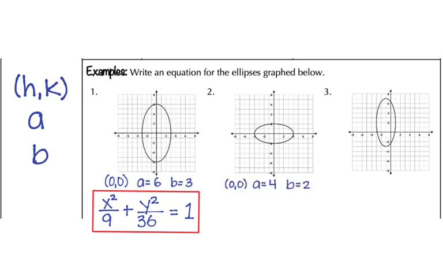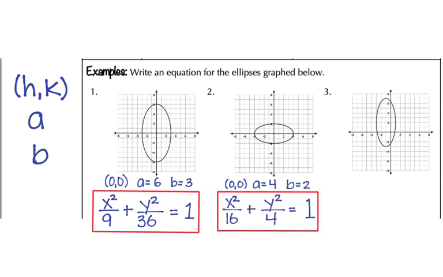For this next one, I have the same thing. I have a center of 0, 0, but this time my A is 4, my B is 2, and since this is horizontal, A squared is going to go underneath the x term, and the B squared is going to go under the y term.